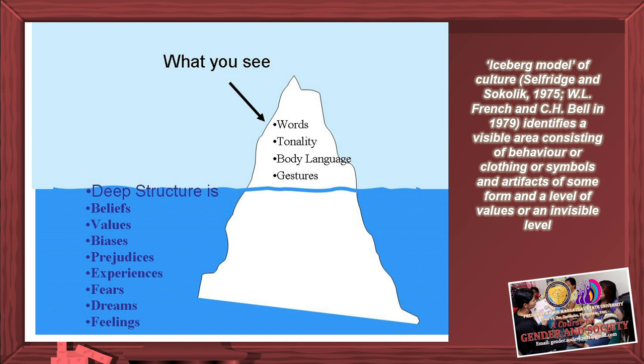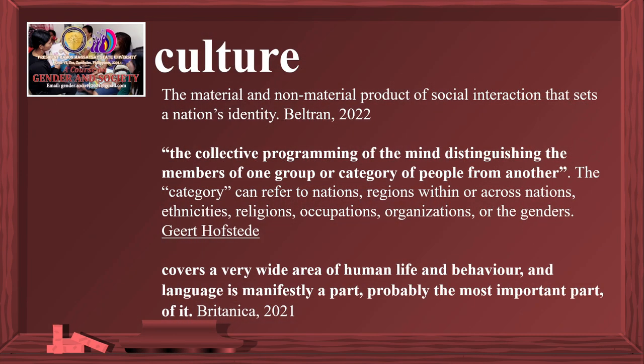Submerged in what you don't see is the psyche of the person as a member of a national culture. And this includes the beliefs, values, biases, prejudices, experiences, fears and dreams and feelings. Words and tones we hear, the body language and gestures we see represent the deep structure of our culture. Our original language, in essence, bears the totality of our beliefs, values, biases, and experiences as a people belonging to a nation. Each word carries the essence or spirit of a race.